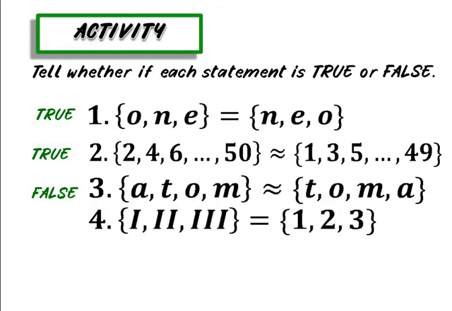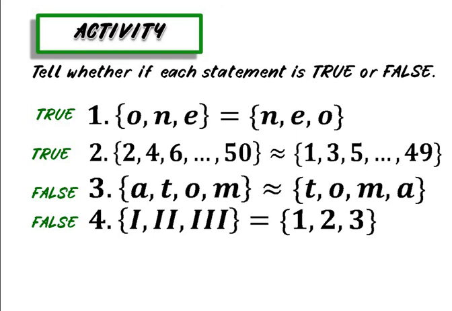Number 4. We have the set containing the Roman numerals I, II, and III is equal to the set containing the numbers 1, 2, and 3. Is this true or false? If your answer is false, this is false because the two sets do not contain exactly the same elements.